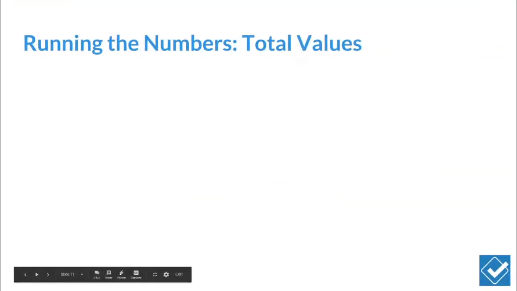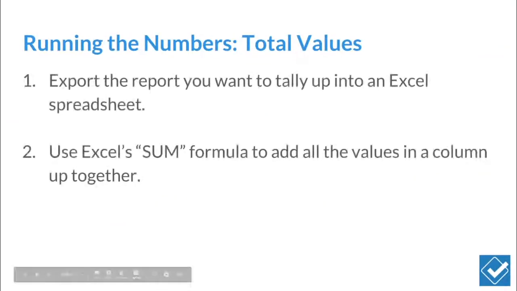This one is also pretty straightforward. As long as you've got a custom field or custom pipeline field created for value or price quoted for amount, and you have a space for that, all you have to do is export that spreadsheet out into an Excel file and then use Excel's sum formula to add up all the numbers in that pipeline.